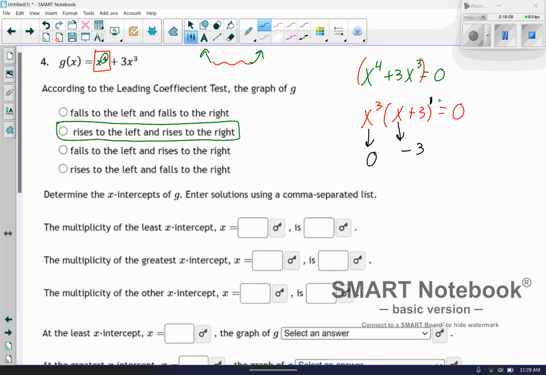So this one's going to be kind of similar to the last one in that I only have two x-intercepts. The least one, the smallest number that I have here, is -3 for my x-intercept, and that has a multiplicity of 1. And then my greatest one is at 0, the largest between the two x-intercepts. And that one has a multiplicity of 3. We've seen it, but we haven't had to graph it yet. And as far as another one, we don't have a third one, so it does not exist.